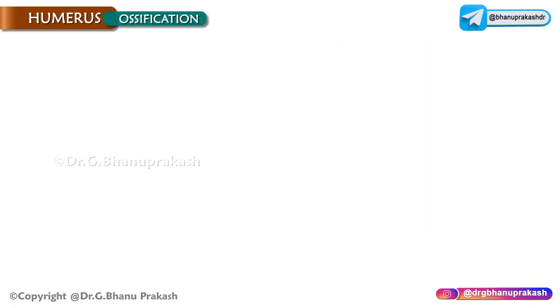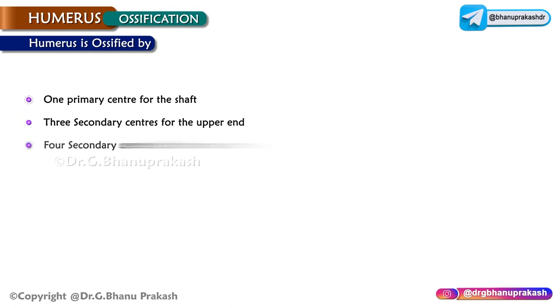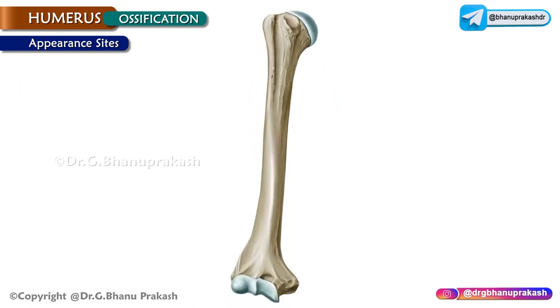Ossification. The humerus is ossified by one primary center for the shaft, 3 secondary centers for the upper end, and 4 secondary centers for the lower end. Upper end of humerus. The ossification for the head appears in the first year, for the greater tubercle in the third year, and lesser tubercle in the fifth year. The ossification center for the shaft appears in the 8th week of intrauterine life.